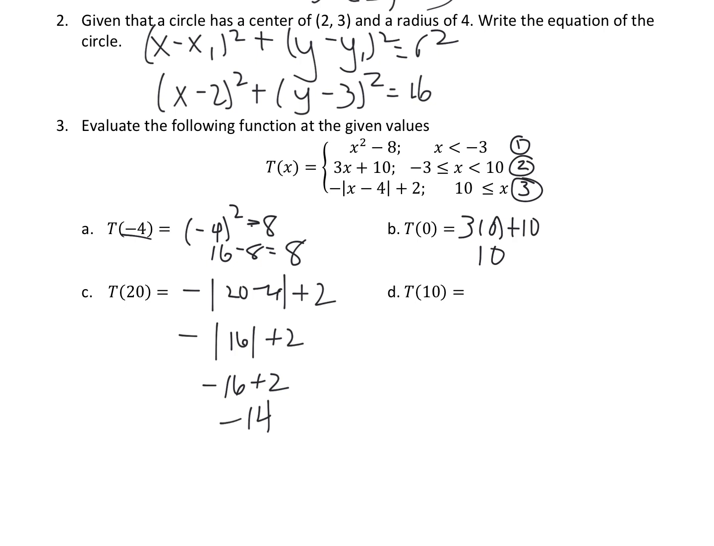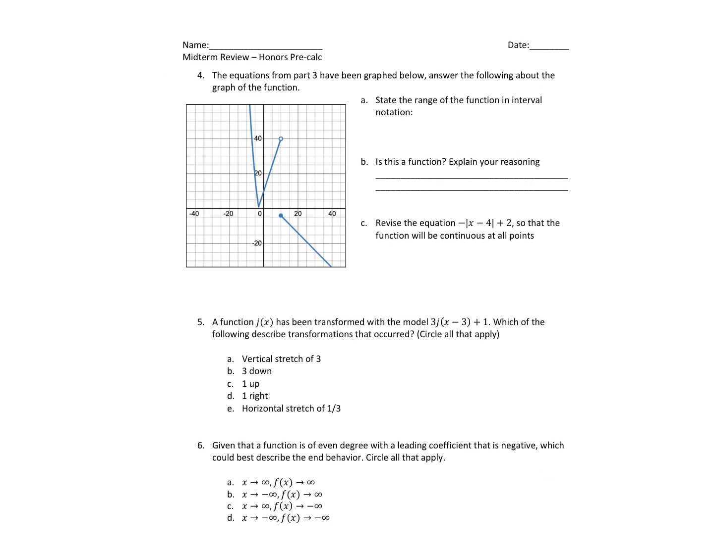And t of 10. Just be very aware that this has to be plugged in here. We are on the cusp between the second and the third function, but because the third function includes the 10, that's when we have to plug it in. So remember, that's how we want to read that. So -6 plus 2, which gets me -4. Okay, on to page 2.